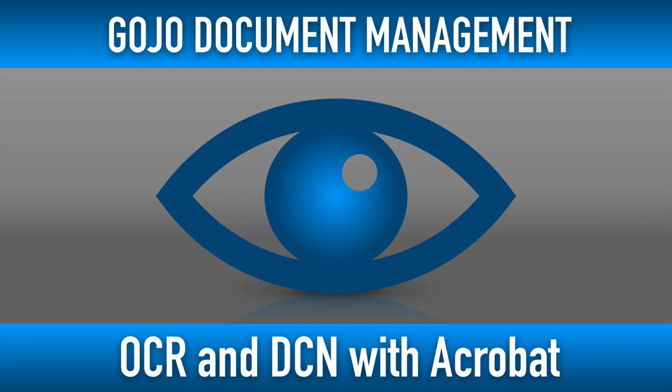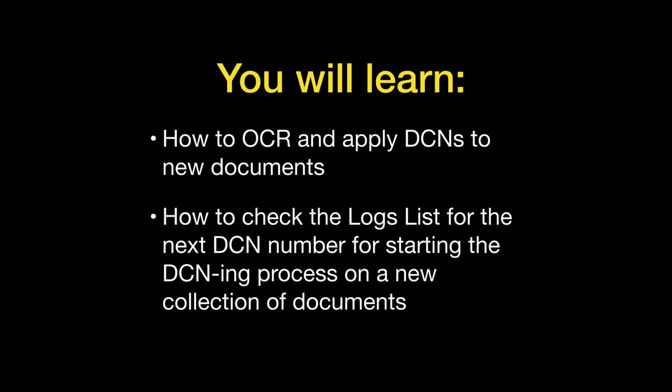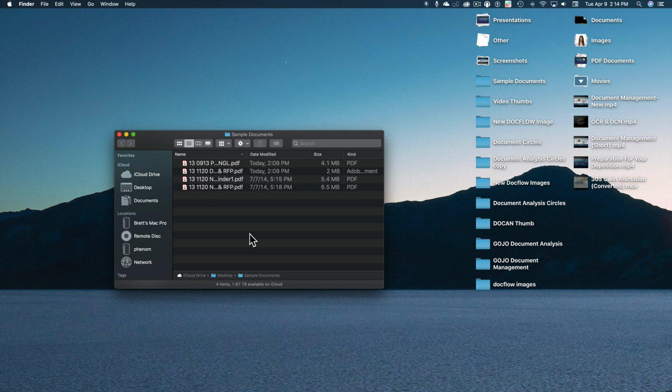This short training video will explain and demonstrate how to apply optical character recognition and document control numbers to newly arrived documents with Acrobat. Here you will learn how to OCR and apply document control numbers to new documents, as well as how to check the logs list for the next document control number in a sequence of new documents to be provided to opposing counsel.